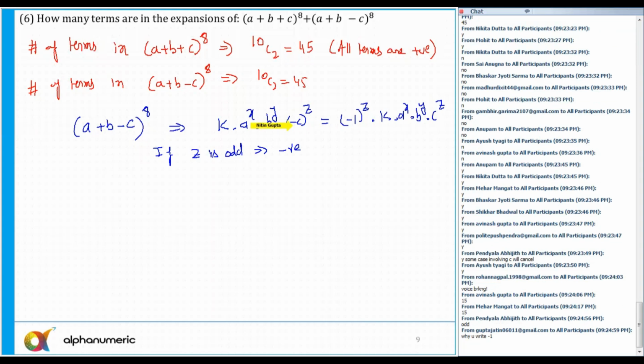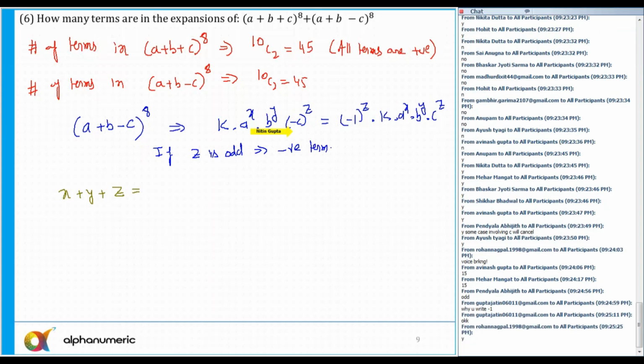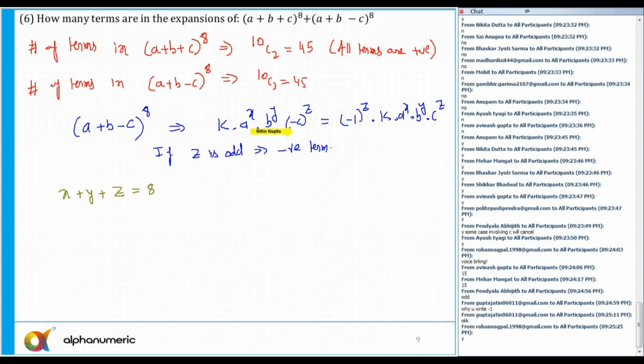Minus c means minus 1 into c, so minus 1 raised to power z. So if z is odd, then only we'll get a negative term. Basically, we need to solve the equation x plus y plus z equal to 8, Rohan, can you hear me? And we know that z is odd. So x is x, y is y, and z must be an odd number. So I can say z is equal to 2k plus 1.